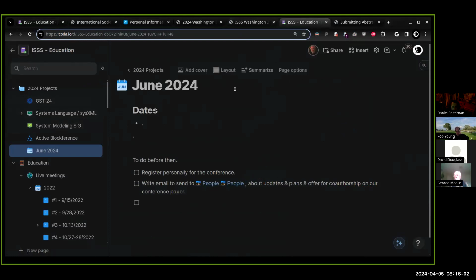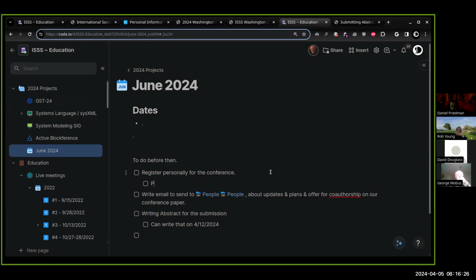Or we can think about writing the abstract for the submission. We probably won't do that today. We can write that on 4/12. Plan, travel, and stay.